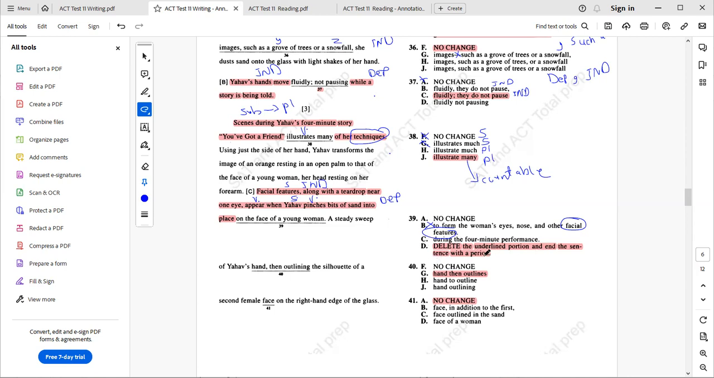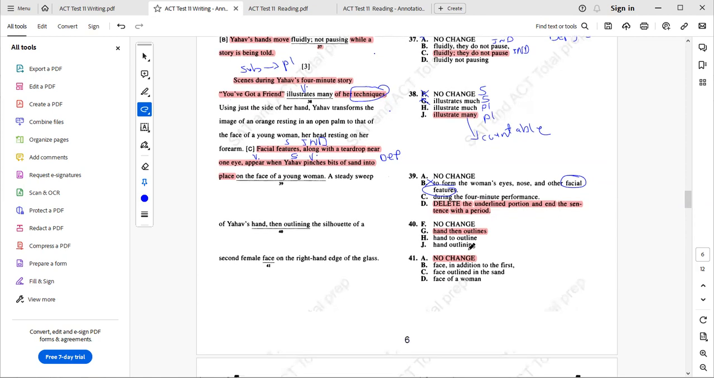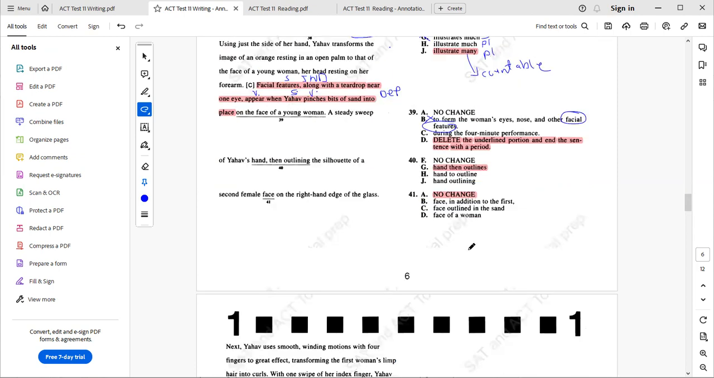Delete the underlined portion in the sentence with the period. It's better. Why? Because here he's talking about that drawing, and here he said facial features along with a teardrop near one eye appear when you pinch bits of sand into place. So we mustn't just write A or C. We can delete it. So the answer is D. 40 is right. 41 is wrong.